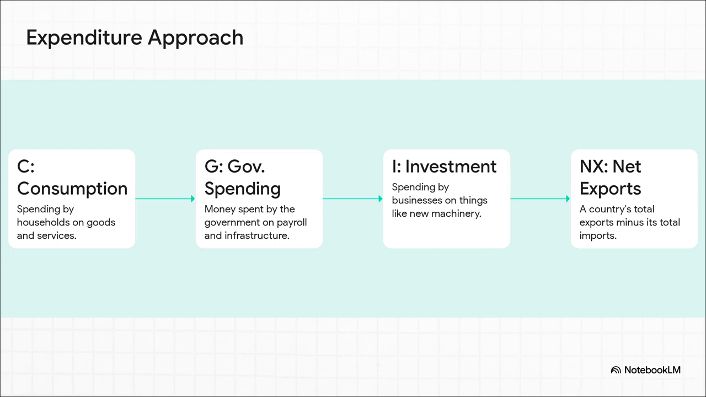It's got this famous formula, C plus G plus I plus NX. Let's break that down. C is for consumption. That's basically all the stuff you and I buy, from groceries to haircuts. G is government spending, like on roads and military salaries. I is for investment, which is what businesses spend on things like new factories or software. And NX stands for net exports, which is just the value of a country's exports minus the value of its imports.